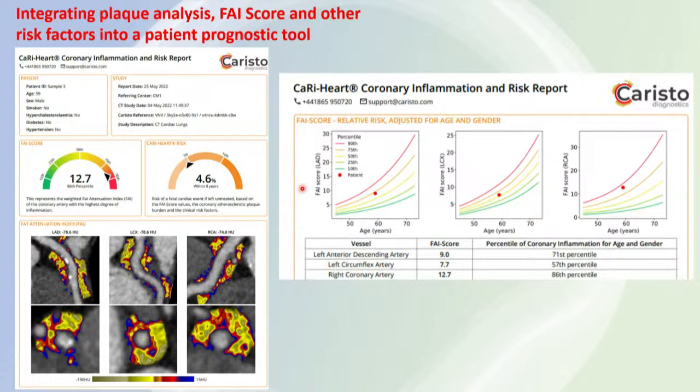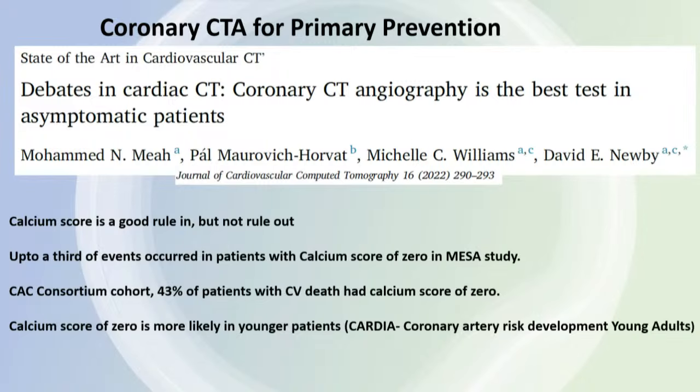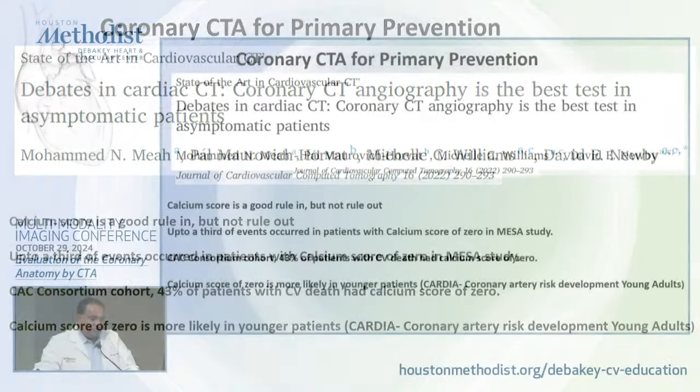This work is all done by a group in the UK at Oxford. And now they have formed a company called Caristo, where they'll take a CT and run it through their software. It'll give you these pictures of the fat attenuation index along the vessel walls. And actually, there are percentiles available for what your score is. So these are the different vessels: LAD, left circumflex, and RCA, the FAI score, and where it falls in the percentile. All right, the last part of my talk, this is just the last two slides.